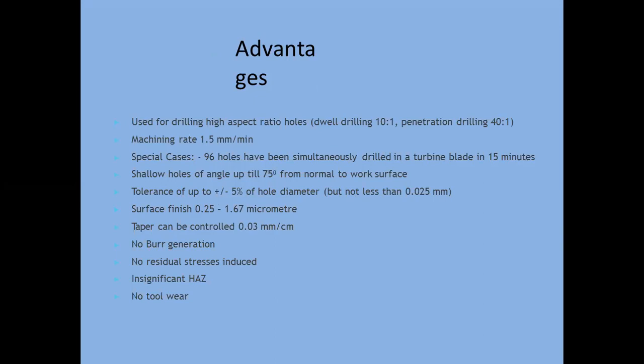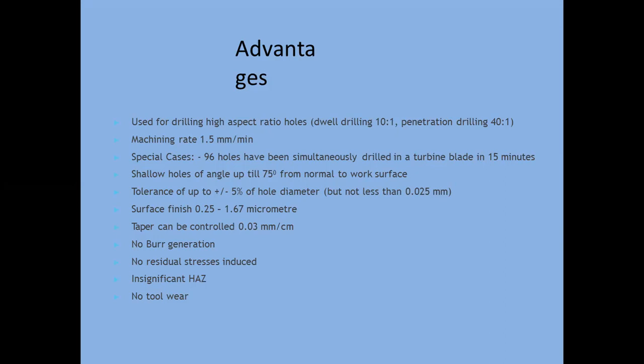Used for drilling high aspect ratio holes, the machining rate will be 1.5 mm per minute. In a special case, 96 holes have been simultaneously drilled in a turbine blade in 15 minutes. We can say it is a case study point just quoted here. So simultaneously we can machine numerous holes at a time within a short period of time. It depends on the diameter and depth of the holes, the time and the number of holes.